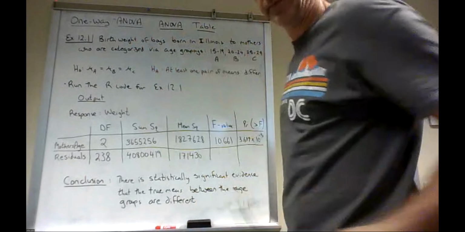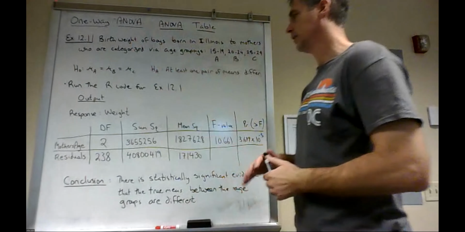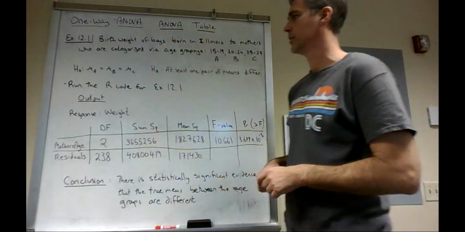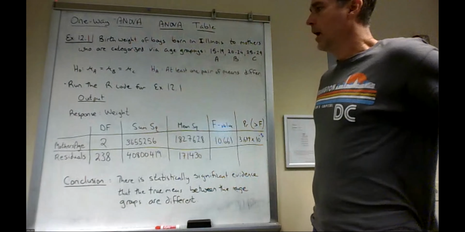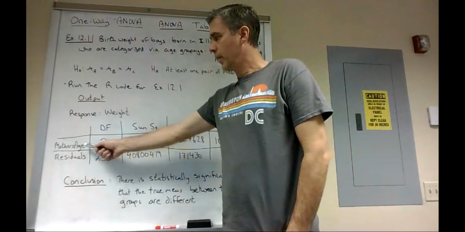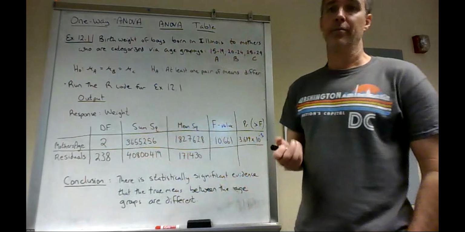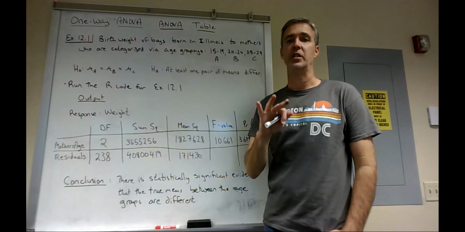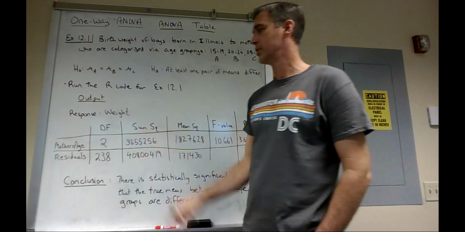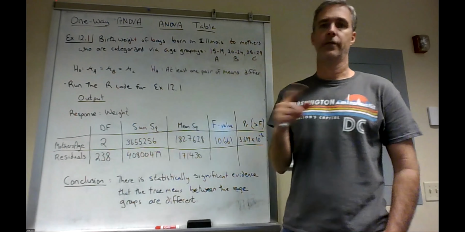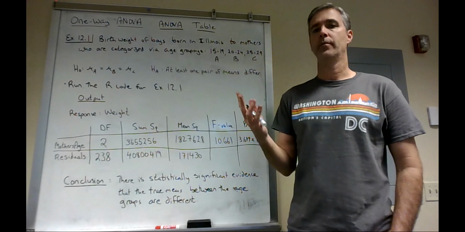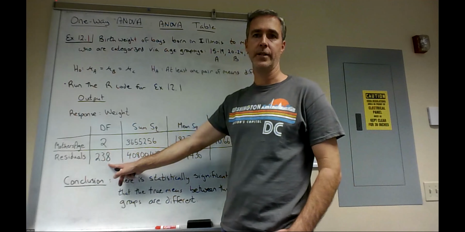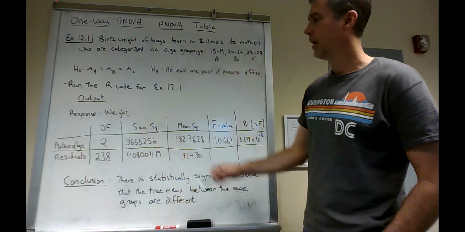So here is the R table reproduced. The response variable was weight. And so we had the variable mother's age, and that had 2 degrees of freedom, because if you remember, there were 3 categories, and the degrees of freedom was G minus 1. So 3 minus 1 gave us 2. The residuals, the formula said it was N, total number of babies, minus G, the total number of groups. So there were 241 babies minus the 3 groups gives us the 238.